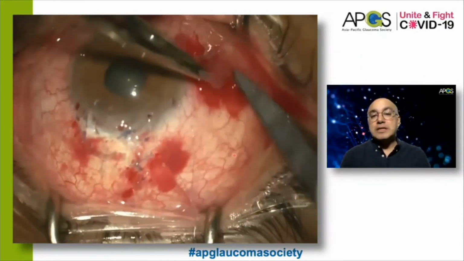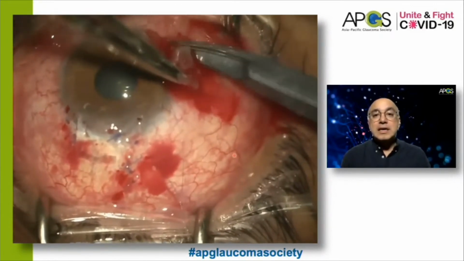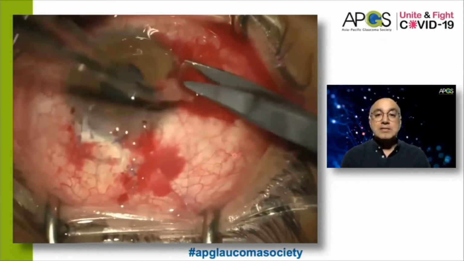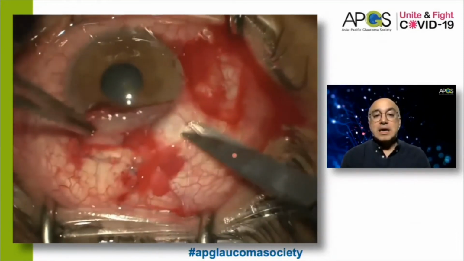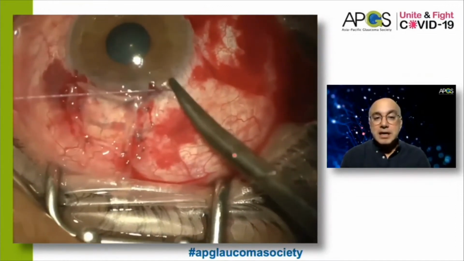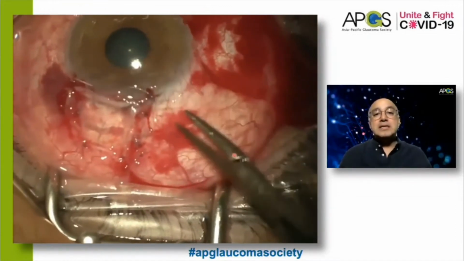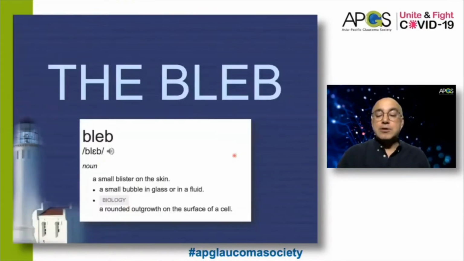Most cases will need, in a situation like that, if you are unable to close it tightly, a flap. As you can see here, this is a conjunctival autologous flap that you take, and you suture very tightly, tamponating the site of surgery to be able to have a bleb that is forming in a good way. But let's not beat around the bush.